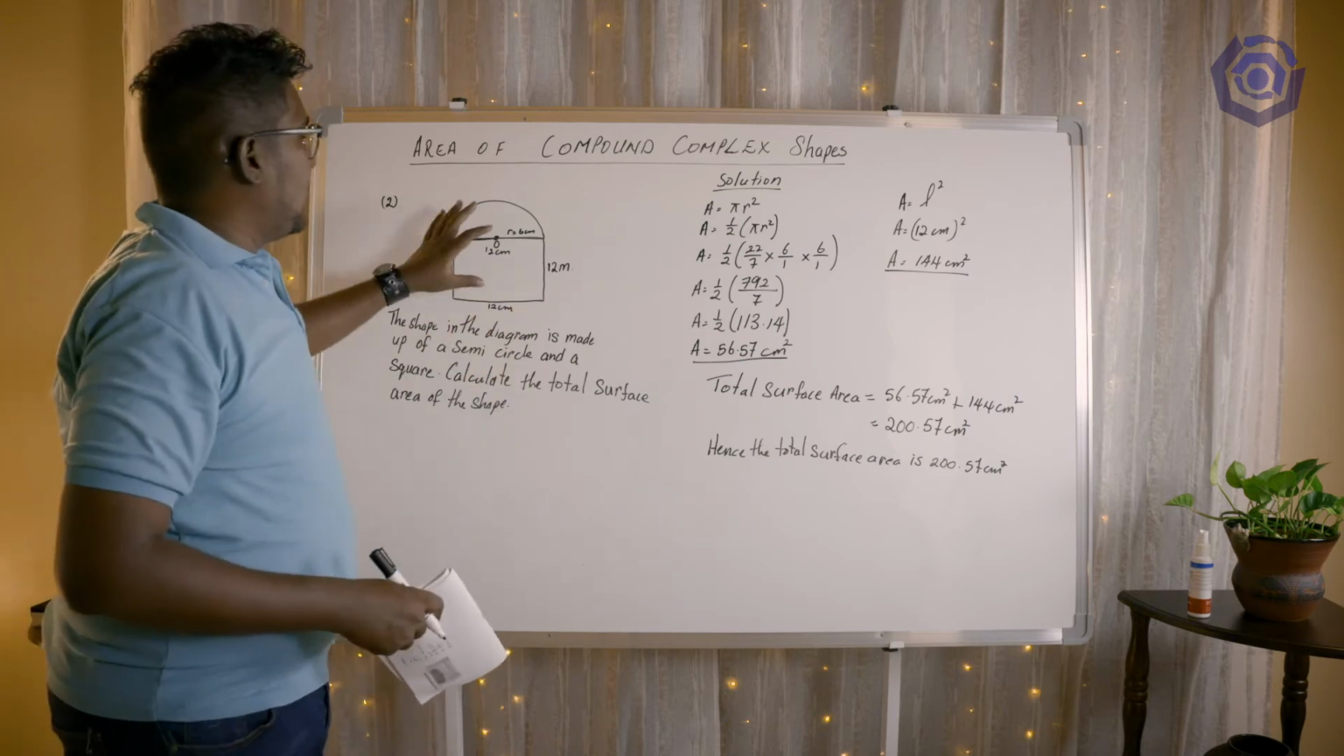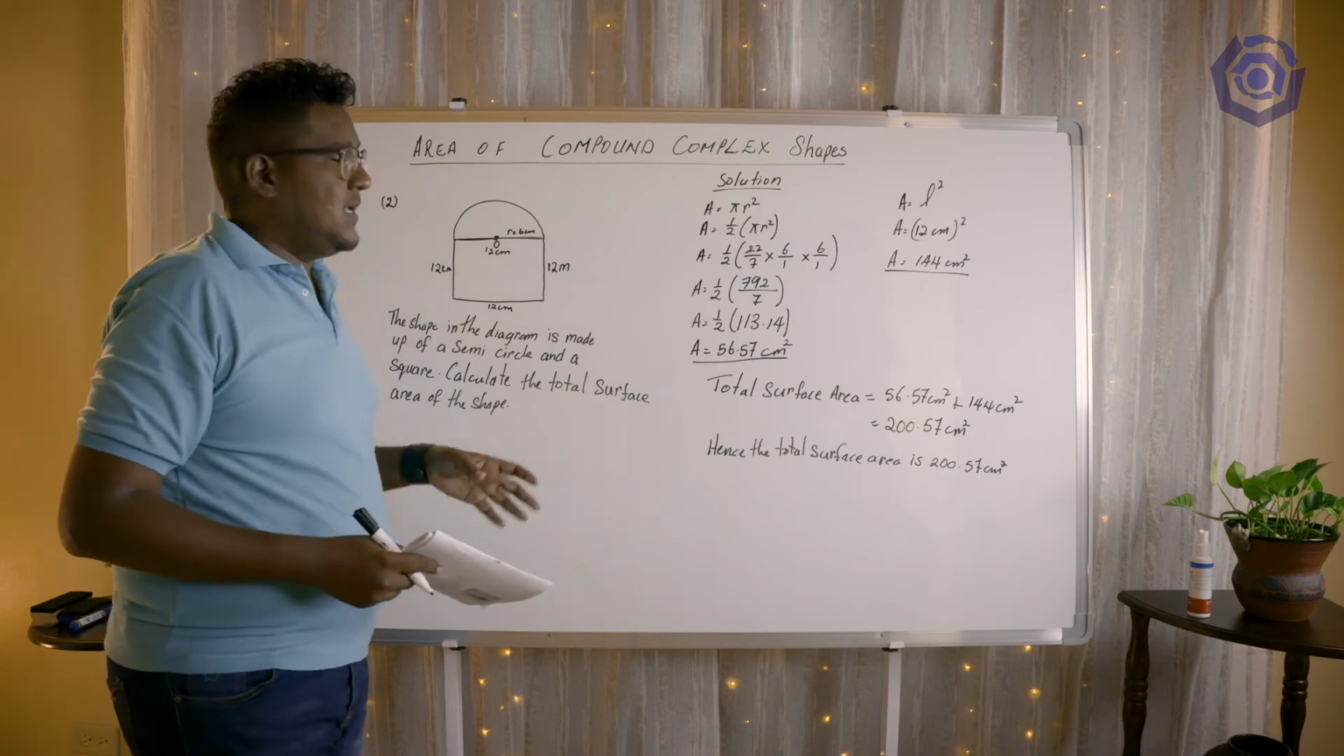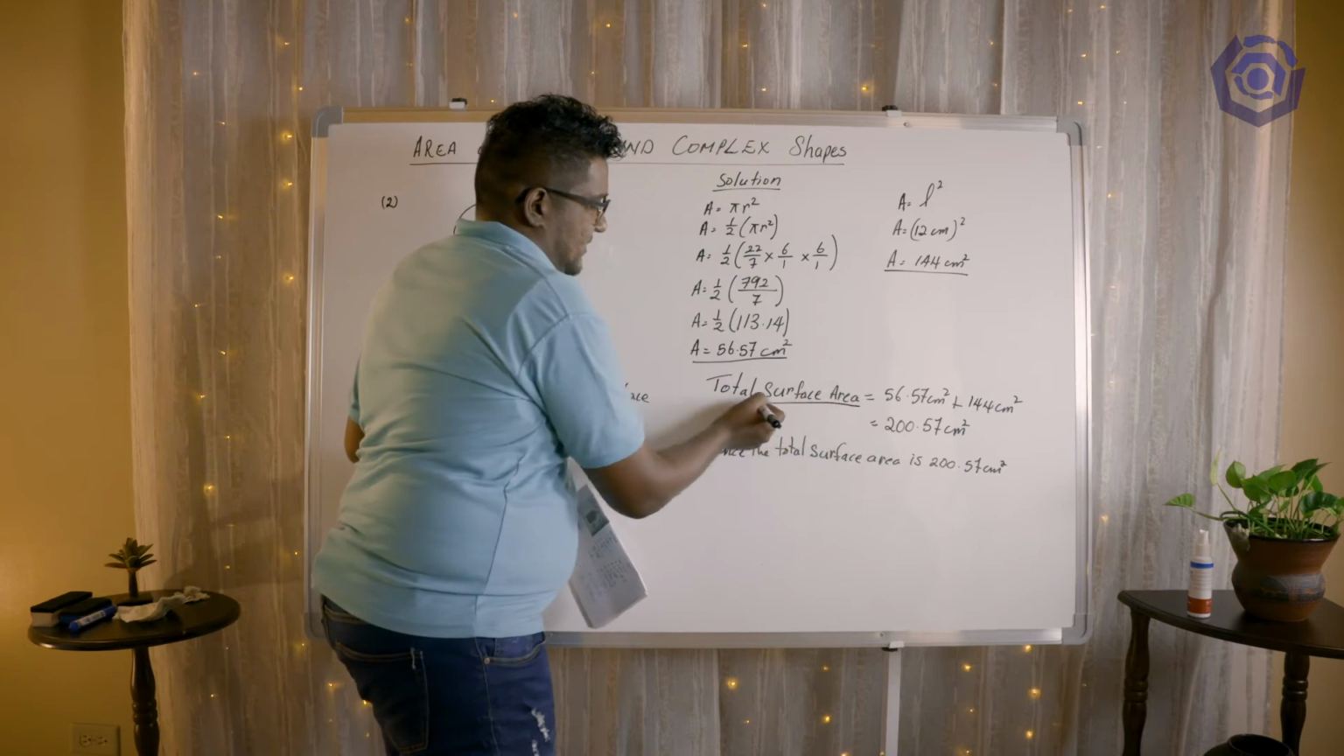So a quick recap is that when you're finding the total surface area of a shape, we break our shape down and then we find the area of our individual parts and then we add it together, and that's going to give us our total surface area.